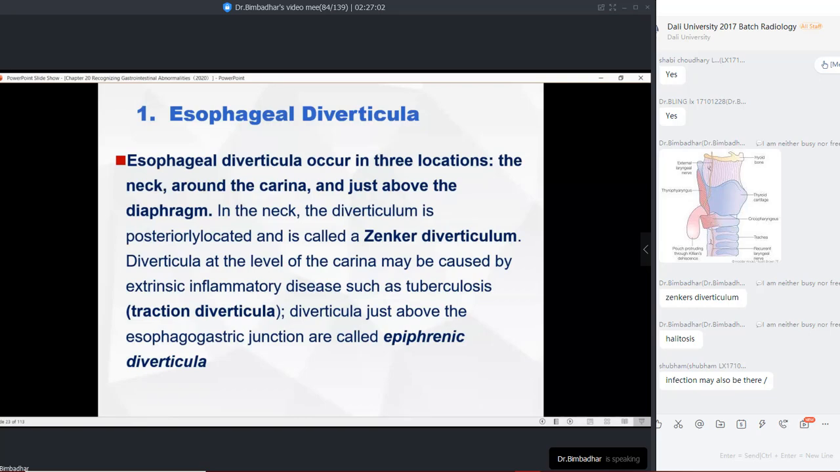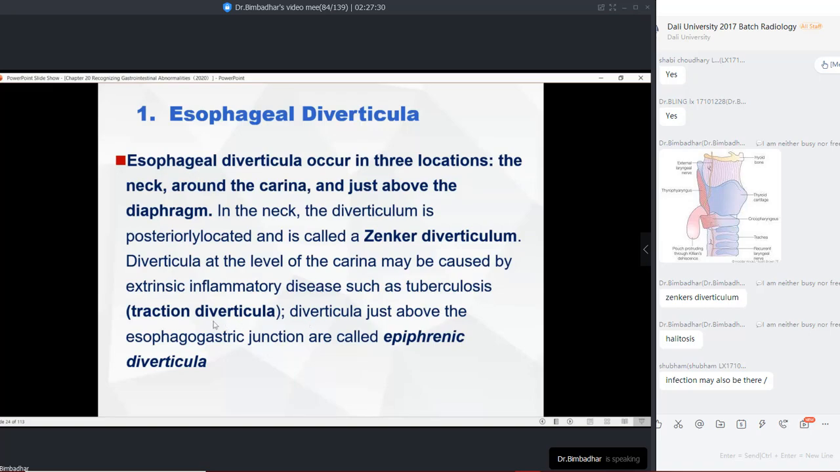And what actually happens is that you see here in the neck, the diverticulum is posteriorly located. If it is posteriorly located, we call it Zenker's diverticulum, and it is actually happening in between the Killian's dehiscence, the cricopharyngeus muscle and thyropharyngeus muscles in the superior. Then diverticula at the level of the carina may be caused due to external inflammatory disease such as tuberculosis, which is also called the traction diverticula.